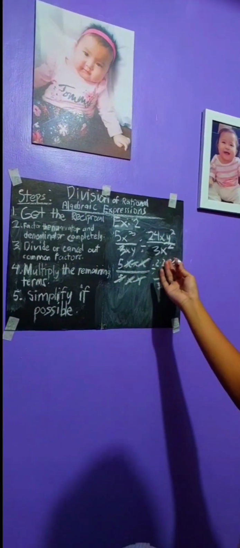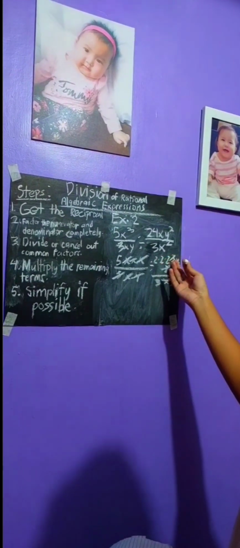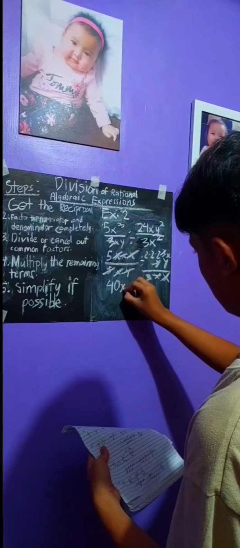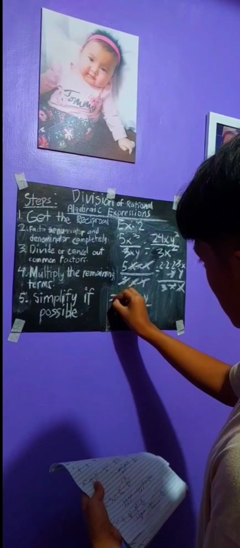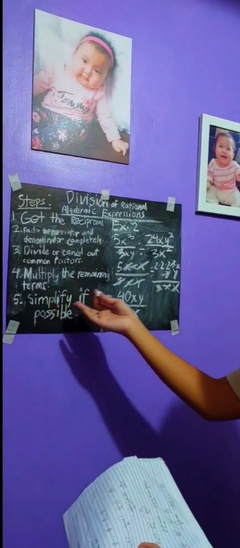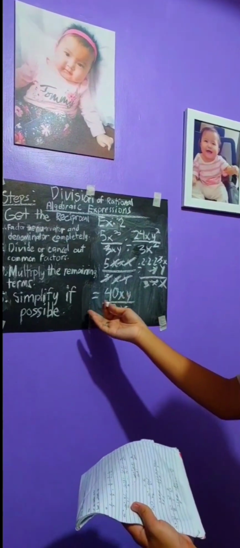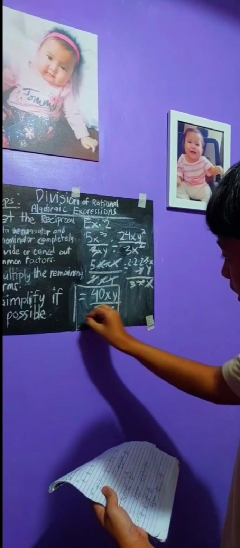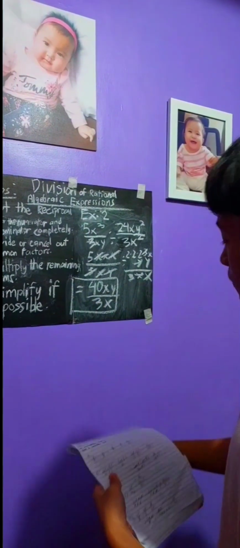5 times 2 is 10, times 2, 20, times 2, 40. Check if it can be simplified. So, it cannot be simplified, so this is our final answer for example number 2.